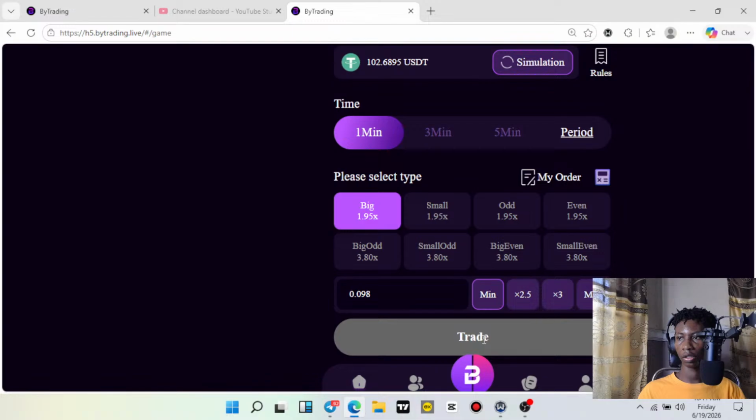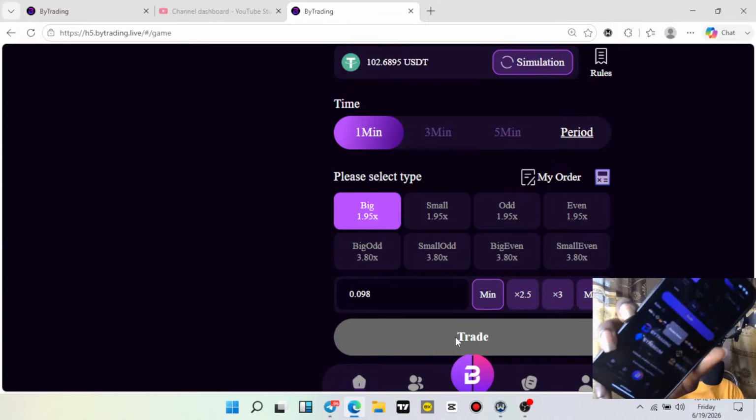You should always take note of this. I'm about $2 in profit right now, so it's about 2%. They told us to go with big, and currently I just have to enter the amount and then click on the trade, and click on trade again. I've successfully joined the trade.